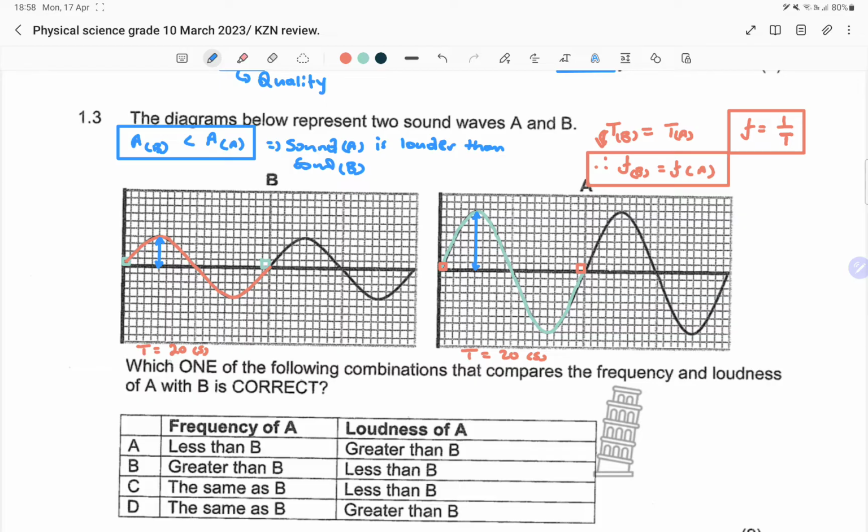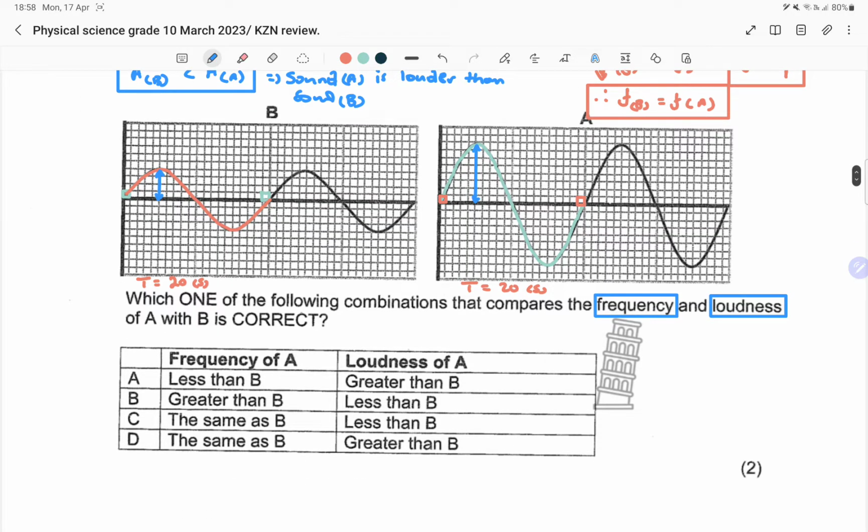Okay, now the question says, which one of the following combinations that compares the frequency and the loudness of A with B is correct?